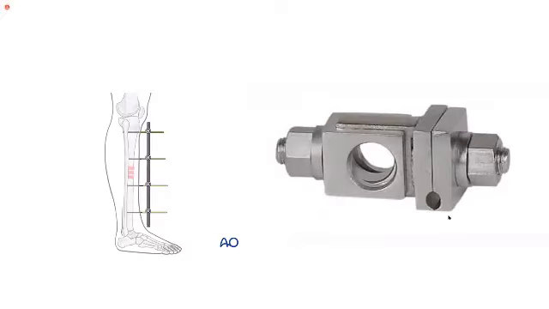Okay. This is the AO clamp. When you go to the ward, I think you have seen the external fixator. To connect these pins, we have to use the clamp. So this is that clamp, the AO clamp. The name of this thing is AO clamp. They will just show you this thing and ask you what it is. So the name is AO clamp.